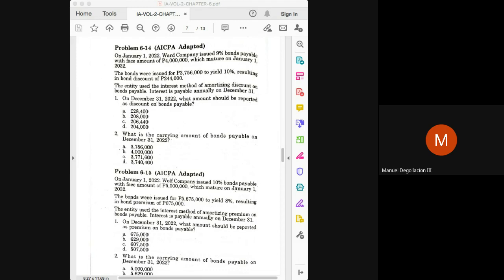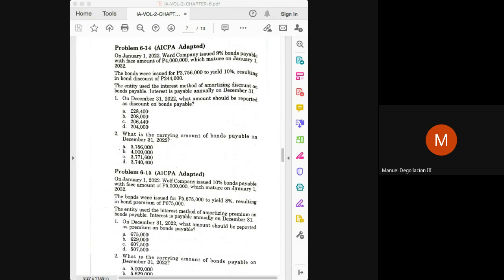Okay, so the 244,000 here is actually a loss on our part because we only received 3,756,000, and we will have to pay 4 million at the end of the term of the bond. Okay, but the rule does not allow us to recognize the entire loss immediately. The rule requires us to spread out or amortize the amount of loss, or in this case, it is referred to as a discount.